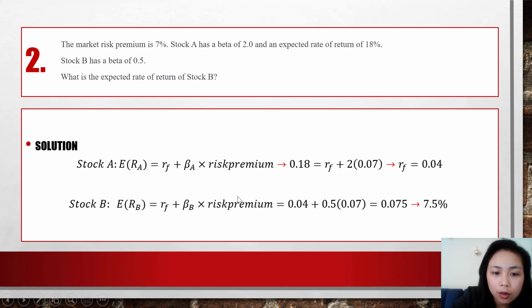For stock B, expected return of stock B is equal to risk-free rate RF plus beta B times risk premium of the market. Here, the risk-free rate we have found from the last equation is 0.04. So put it here. Beta B is 0.5, and the risk premium here is 0.07, which is given as 7% right here. So we got stock B expected return should be 0.075, which is 7.5%. So that is problem number 2.